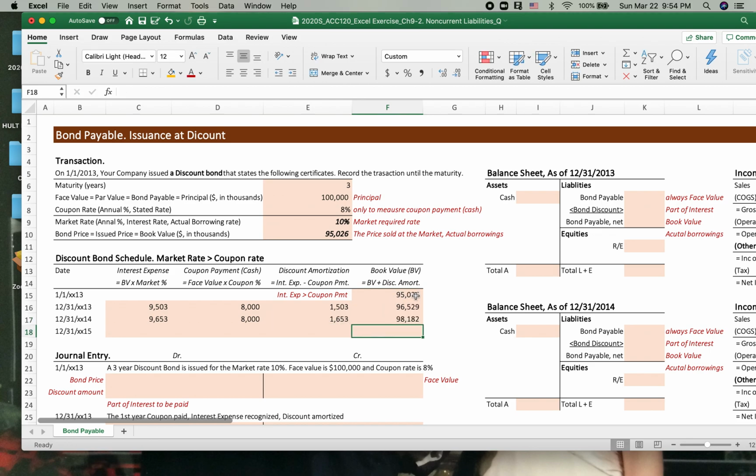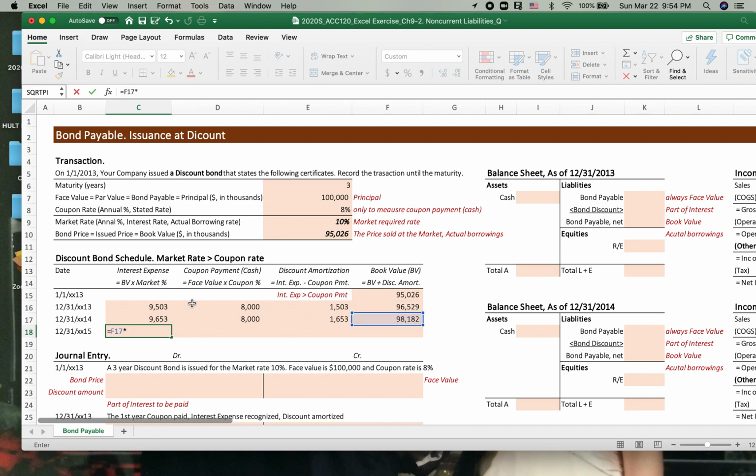So now you may see this $95,000 bond price, the actual borrowings, has increased. Maybe you can guess what? In the final year, when maturity comes, that book value should be $100,000. Let's verify.